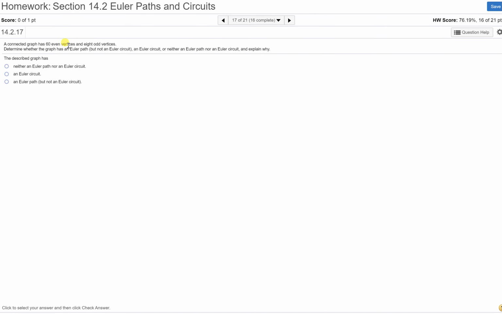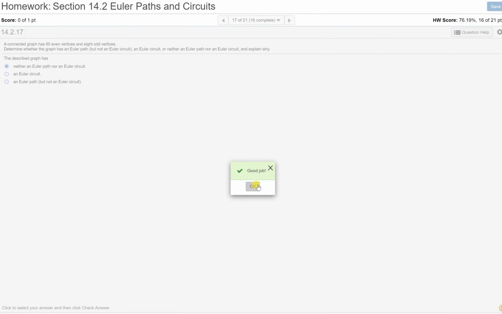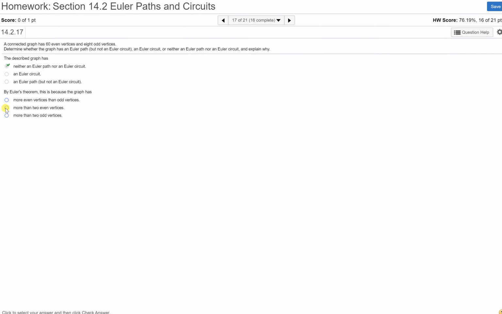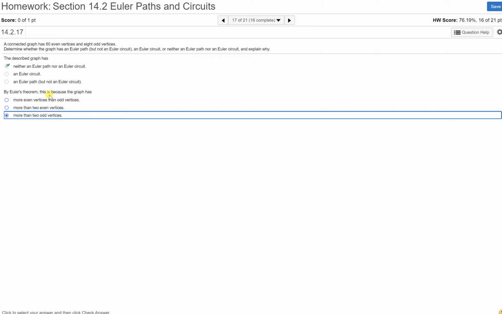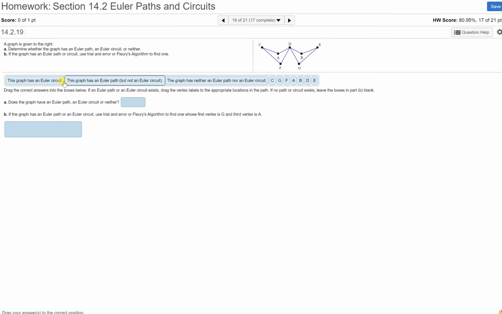You have 60 even and 8 odds. It's neither. Can't have more than 2. Why? Because you can't have more than 2 odd vertices. That's a bad thing. Okay. Let's see the next one.